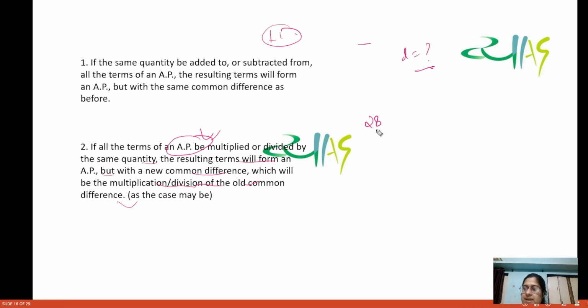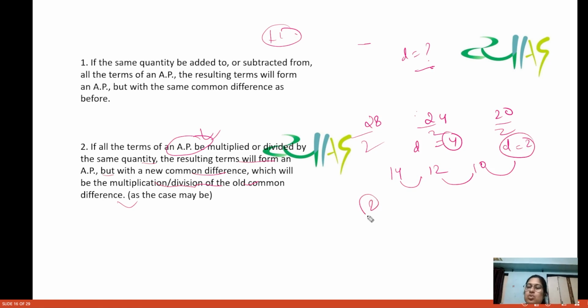So for example I am taking this 28 and 24 and 20. So this is an AP with a common difference 4. Now what I do is I divide this all by 2. Okay, so this will become 14, this will become 12, this will become 10. So now this is a decreasing AP. The common difference becomes 2. So obviously this common difference became divided by how much? The number which I divided it by, 2.